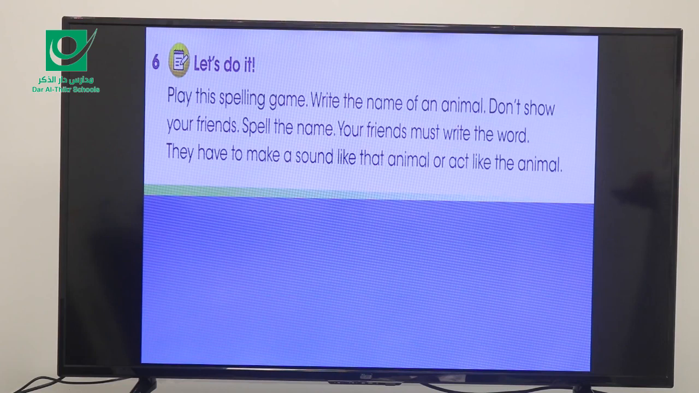Yes. Play the spelling game. Write the name of an animal. Again, you need to play this with your partner, with your brother, or anyone in your family. Okay? Write the name of an animal. Don't show your friend.